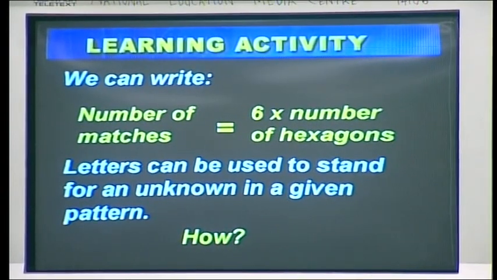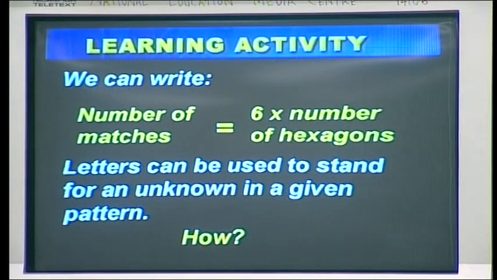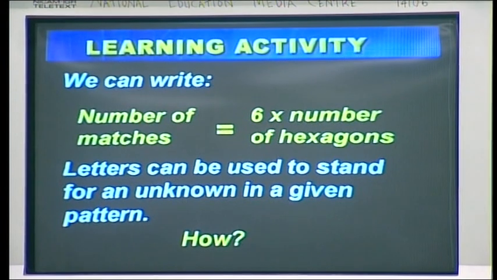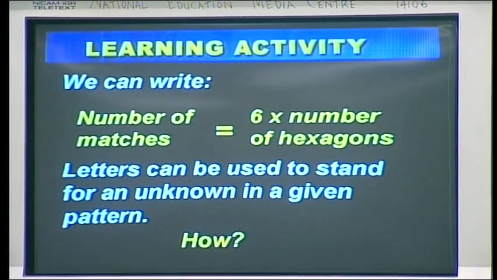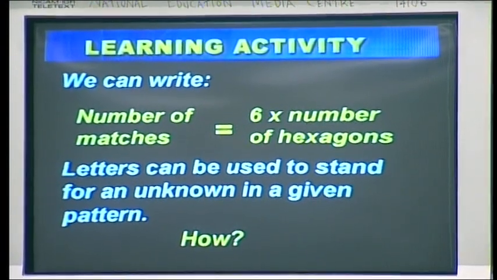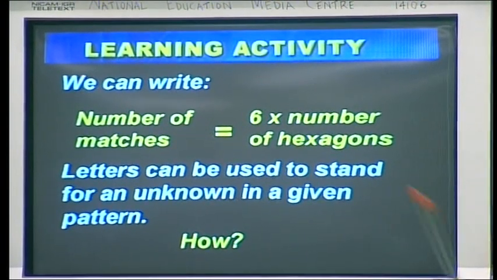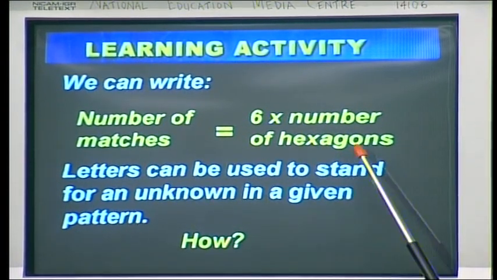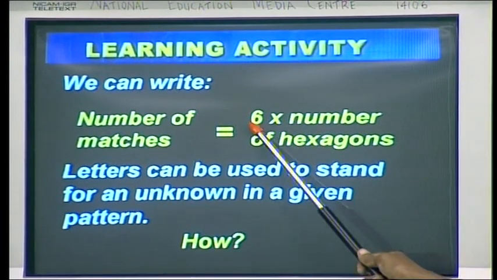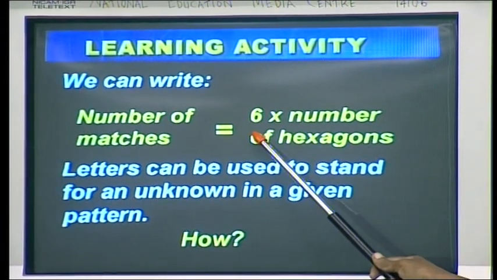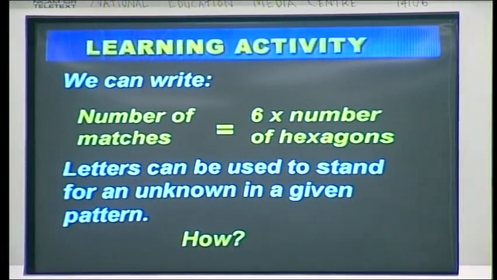So if I was given 2 hexagons, where would 2 go into? 6 times, remember 6 is for 1. Where would my 2 go to? Number of hexagons, because I'm trying to form how many hexagons? 2. For 1, I can just substitute into this wording here, number of hexagons. This 6 represents the number of matchsticks that you use to form 1 hexagon.